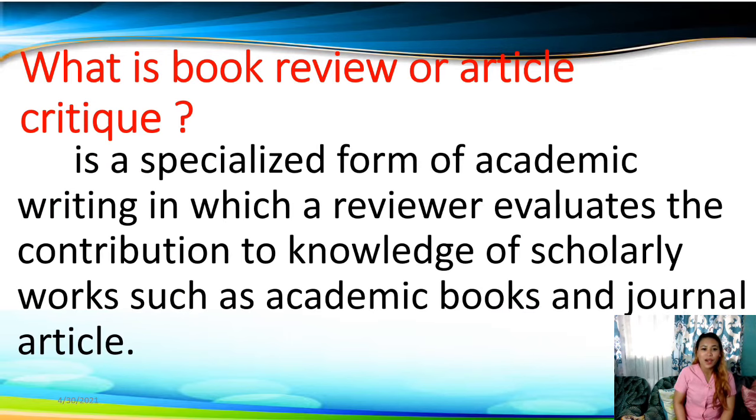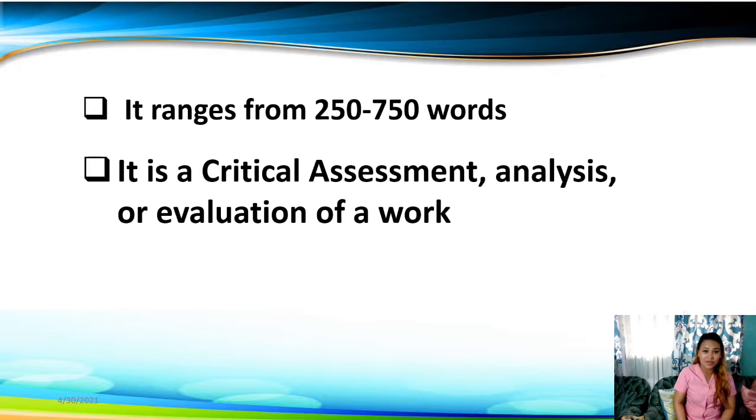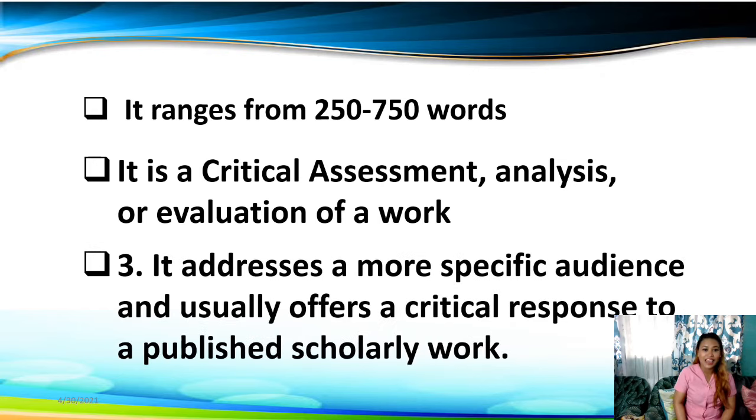A book review or an article critic is a specialized form of academic writing in which a reviewer evaluates the contribution of knowledge of scholarly works such as academic books and journal articles. It usually ranges from 250 words to 750 words. It is a critical assessment, analysis, or an evaluation of a work. It addresses a more specific audience and usually offers a critical response to a published scholarly work.